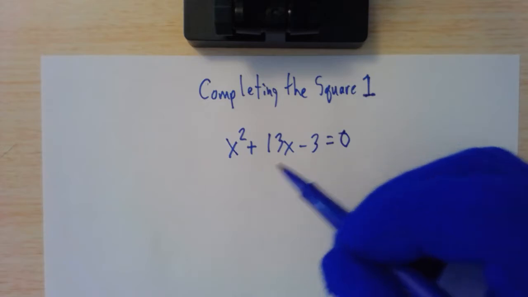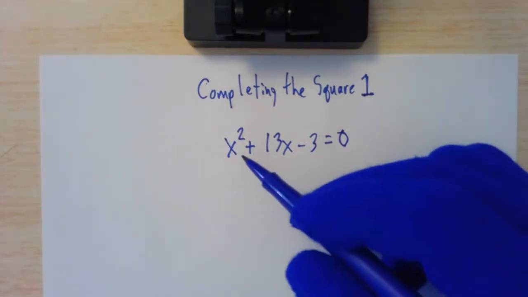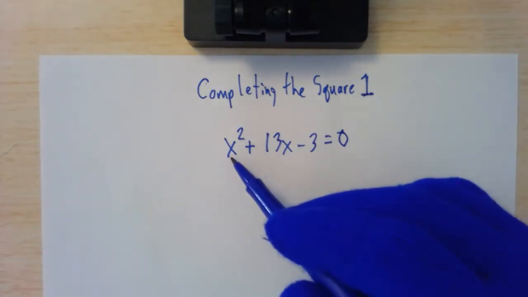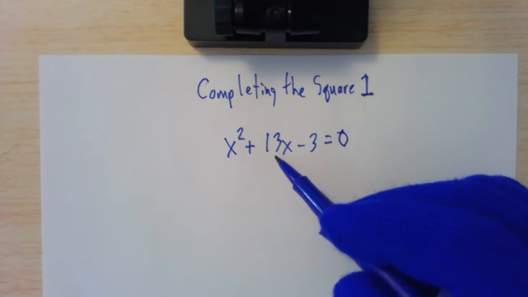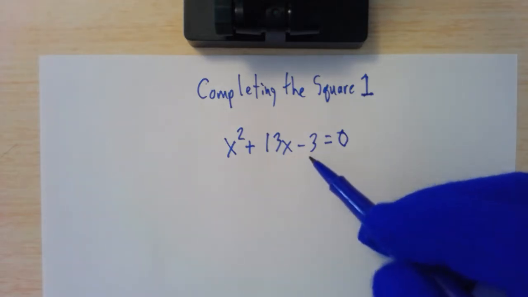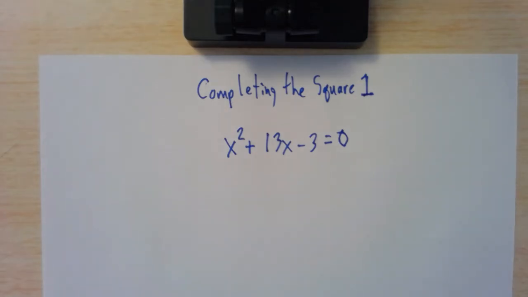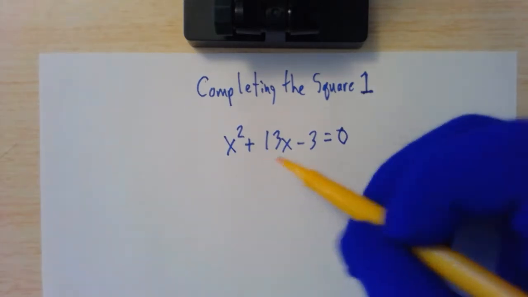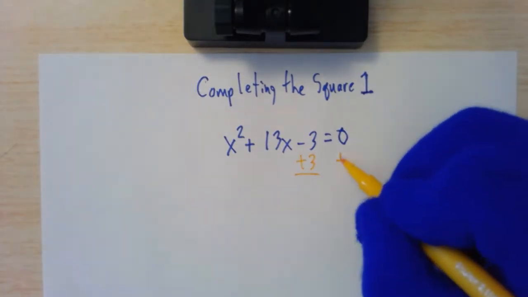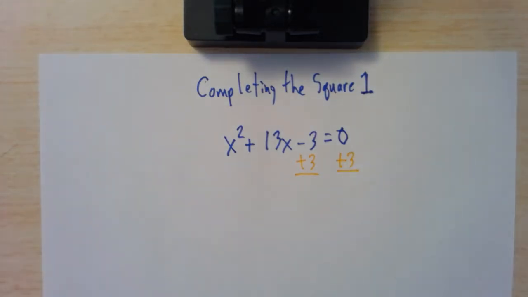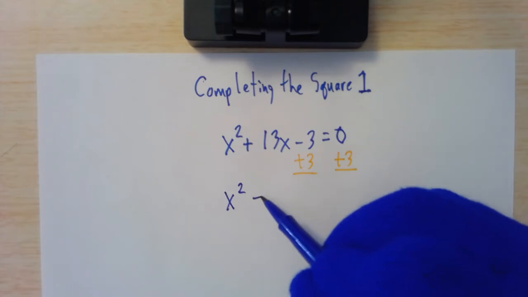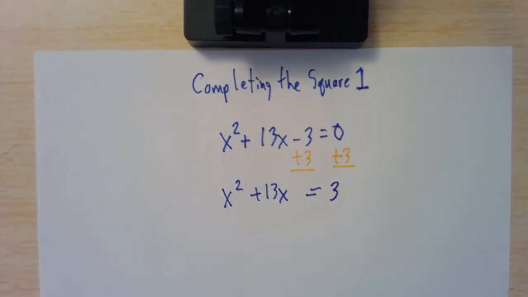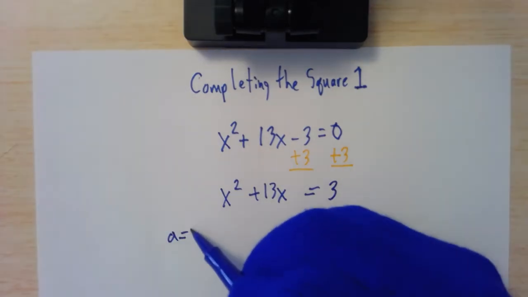Okay? So the first step is that we want all the x terms on one side and the numbers on the other. This is an x term, it has an x, it stays here. This is an x term, it has an x, it stays here. This is a regular number, I want to move that over. How do I move that over? Addition or subtraction? Addition it is. So we're going to add 3 to both sides. And as we add 3 to both sides, we get x squared plus 13x equal to positive 3.